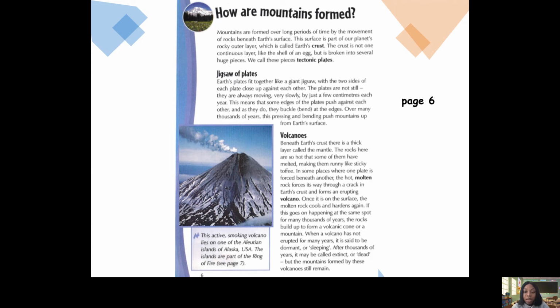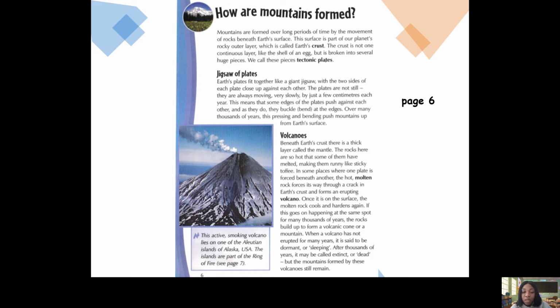Beneath Earth's crust, there is a thick layer called the mantle. The rocks here are so hot that some of them have melted, making them runny like sticky toffee, some of your favorite desserts. In some places where there is one plate forced beneath another, the hot molten rock, molten, I hope you spotted that word, which means hot liquid rock, forces its way through a crack in the Earth's crust and forms an erupting volcano.